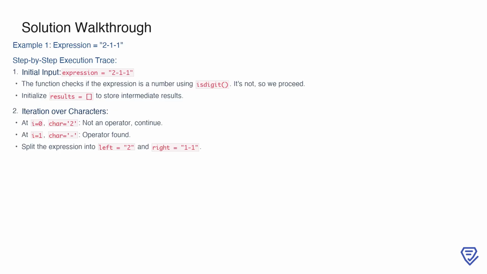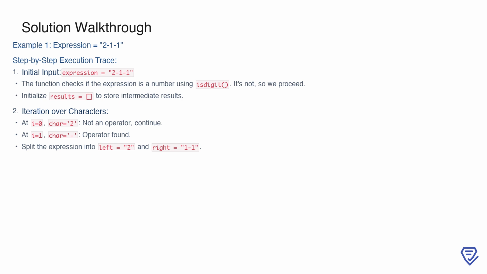To start with example 1, the input expression is 2-1-1. The function first checks if this is a number using the isDigit method, which it isn't, so we move on to processing. An empty list called results is initialized to store intermediate computations. Next, we iterate over each character in the expression.